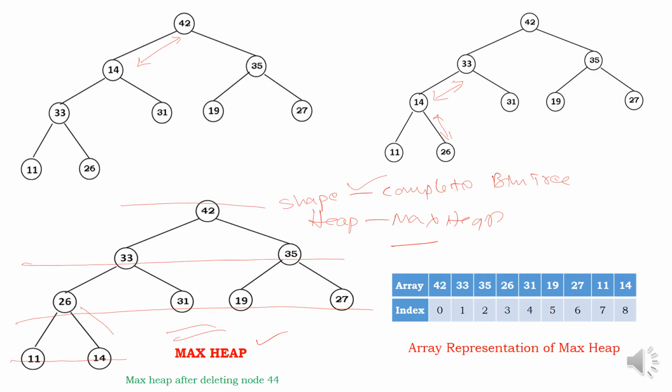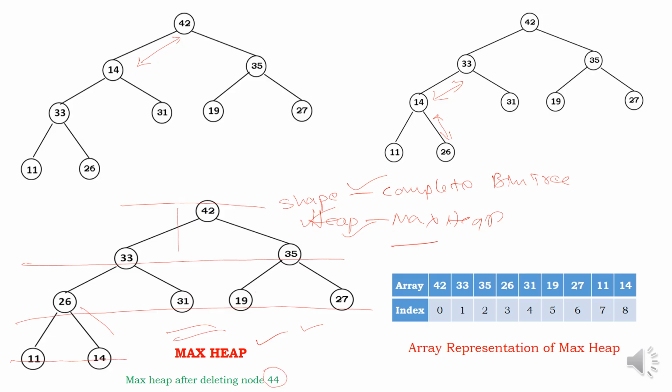Then what about max heap property? Here we are following max heap. So parent, as far as these two are concerned, 42 is parent, 33 and 35 are children. 42 is greater than 33 and 35. As far as this is concerned, 33 is parent of 26 and 31. So 33 is greater than 26 and 31. 35 is greater than 19 and 27. 26 is greater than 11 and 14. So it is satisfying heap property also. Shape property it is satisfying. Heap property is satisfying, that too after deletion of node 44.